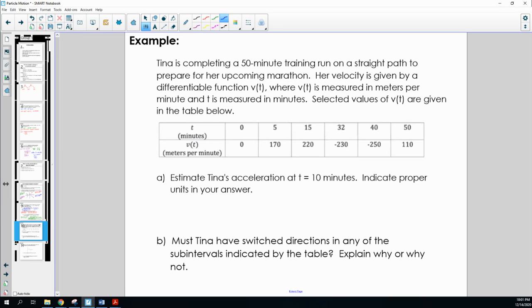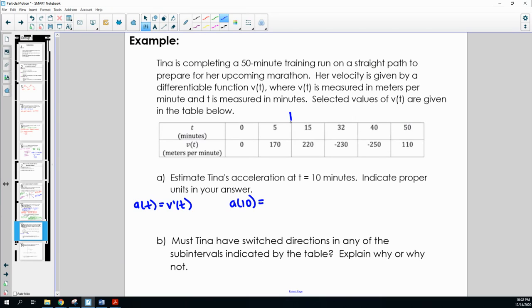So the derivative, remember, is the same thing as the slope. So we will say a of t is equal to v prime of t, right? That's what we're going off of. We know that the acceleration is the derivative of the velocity, which means slope. So I'm just going to use these as points on a line. I have a of 10, the acceleration at 10, and I'm just going to find the slope of the line.